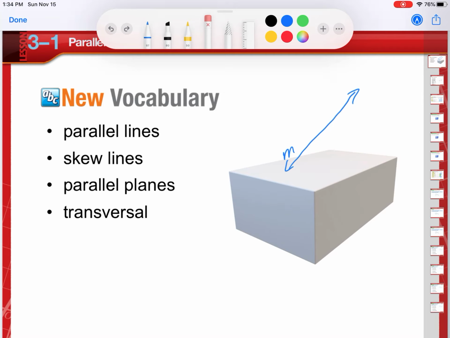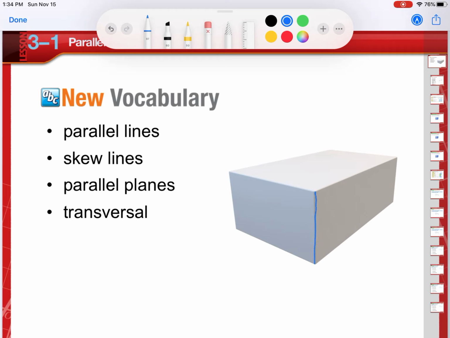Skew lines. Skew lines are a little bit more uncommon than parallel lines. Skew lines are one of the big reasons why I have this rectangular prism in here. Skew lines are lines that are not coplanar and they never intersect. So parallel lines are lines that are coplanar and never touch. Skew lines are not coplanar, but they still never intersect.